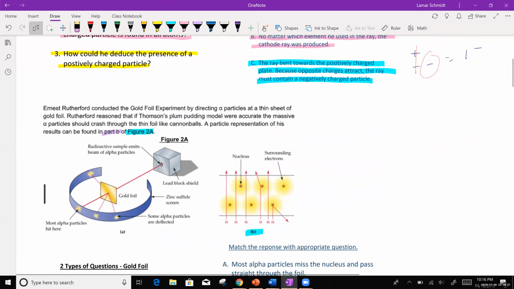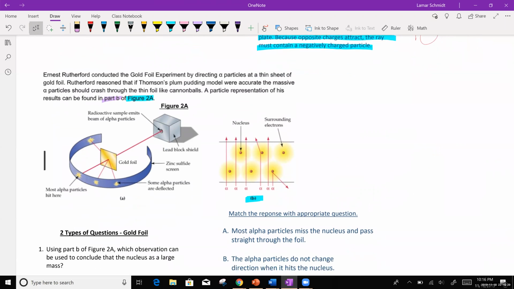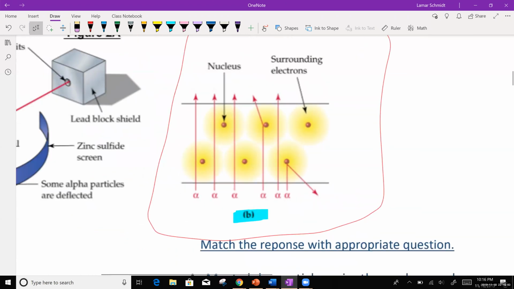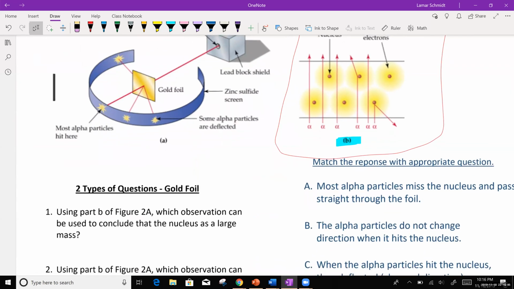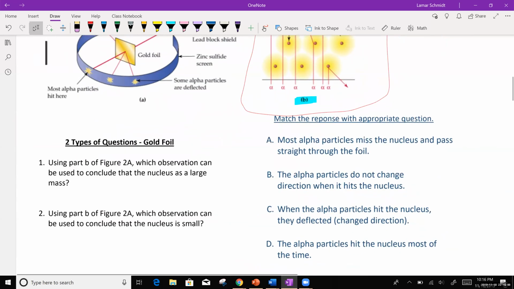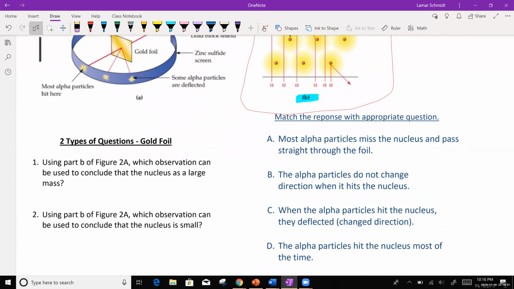Okay, hopefully we don't have any more glitches. Then we look at the second part. It's the Ernest Rutherford gold foil experiment. We're really looking at part B of this experiment. Let's see if we can get the right answer here. Use part B of figure 2A. Which observation can be used to conclude that the nucleus, and that really should say, has a large mass?